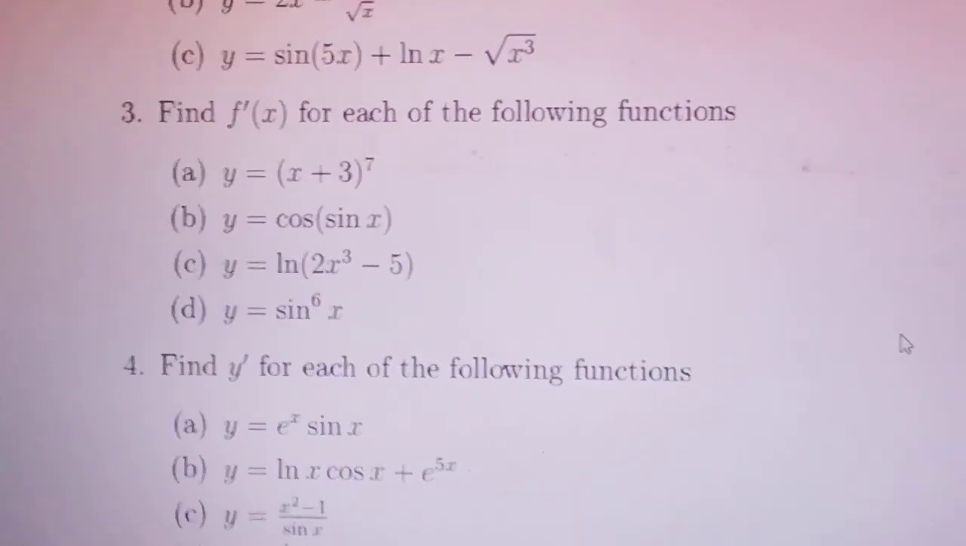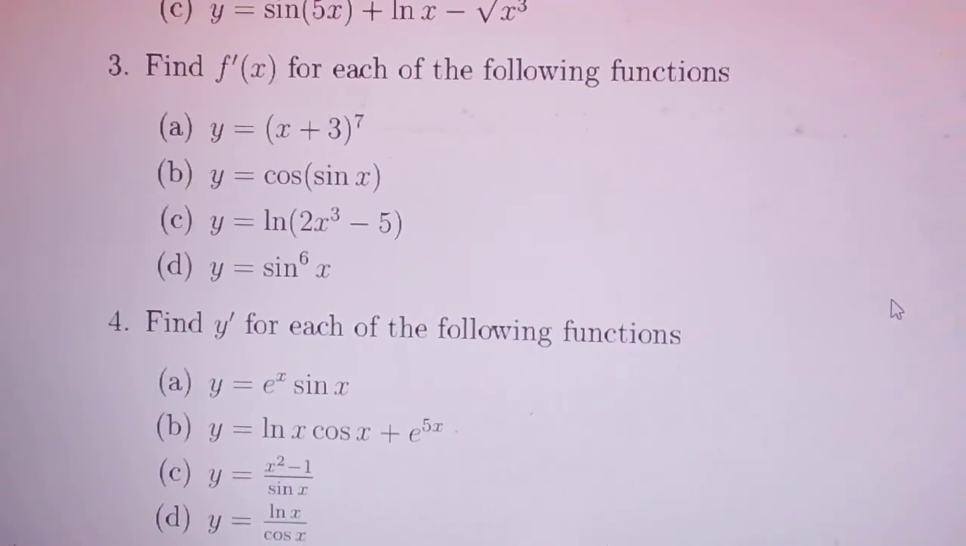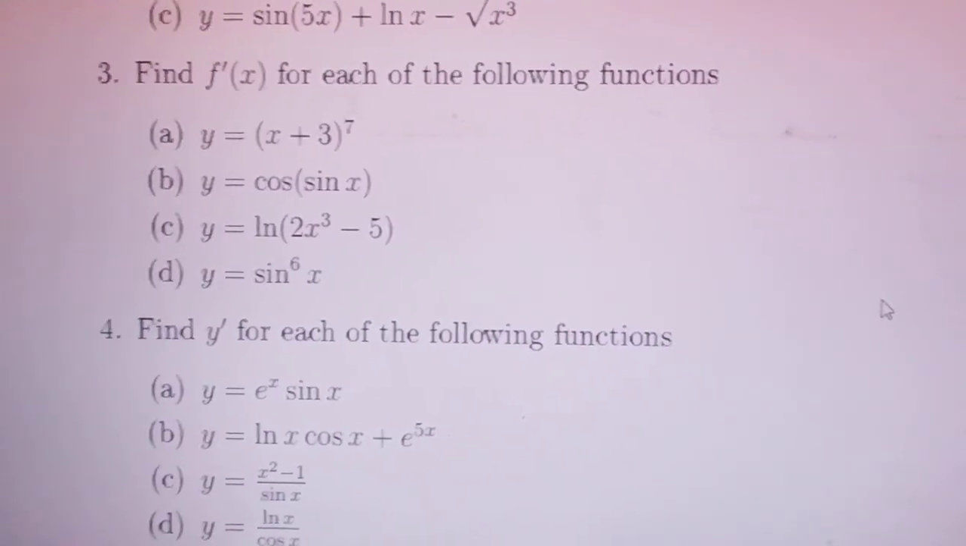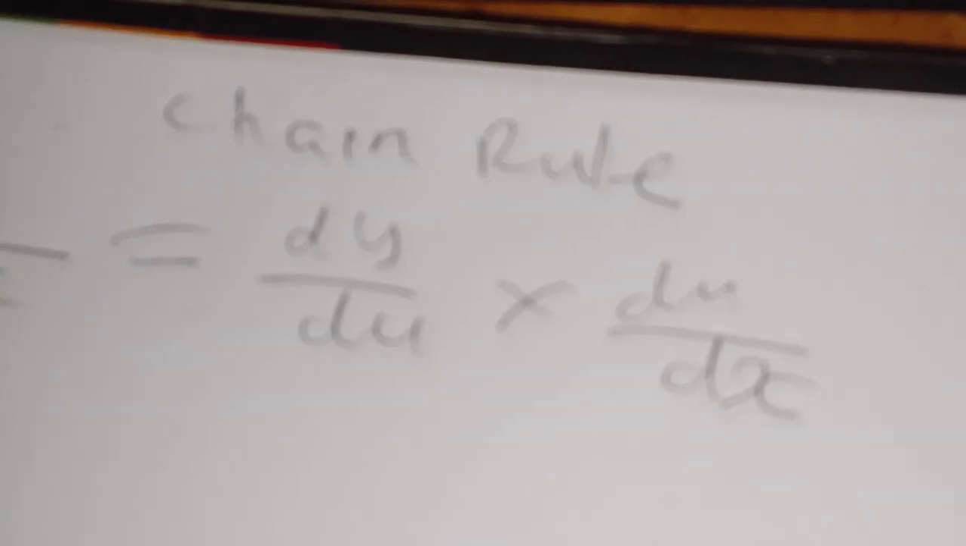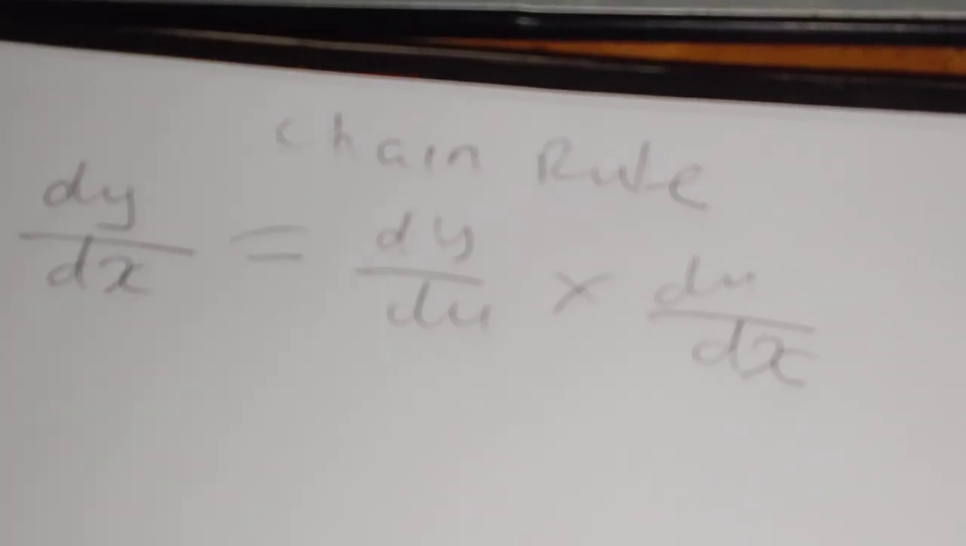So answering questions on chain rule is very simple. Let's move directly to the solutions. So we are using the chain rule. The formula for chain rule is dy over dx is equal to dy over du multiplied by du over dx. Now, whenever you're given a question on chain rule, you have to identify which one is your y and which one is your u.